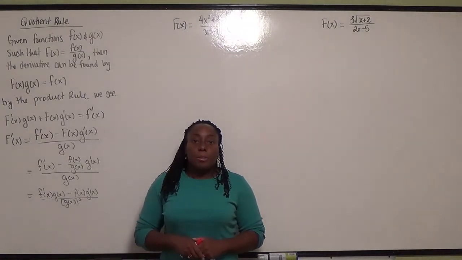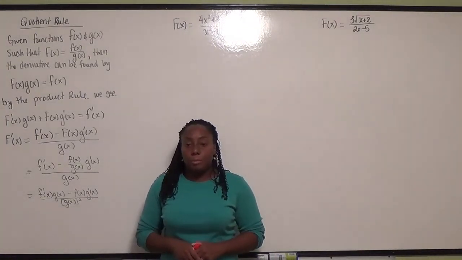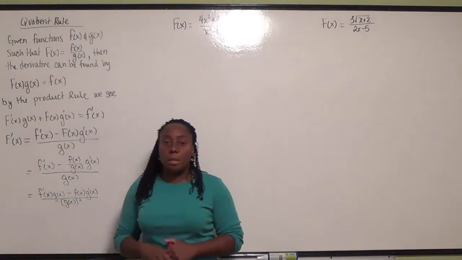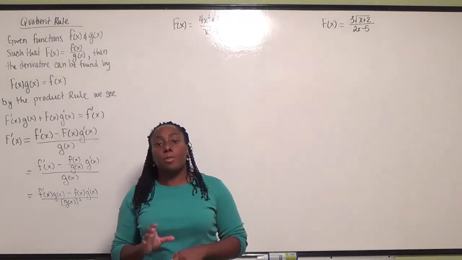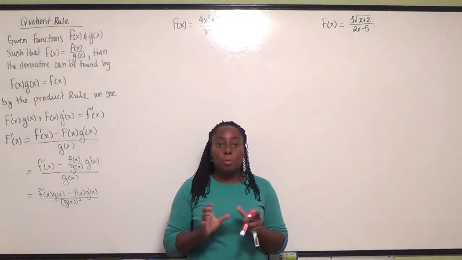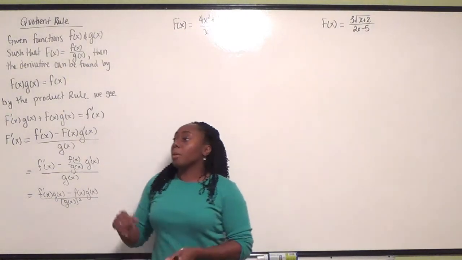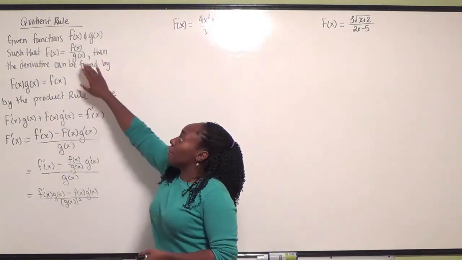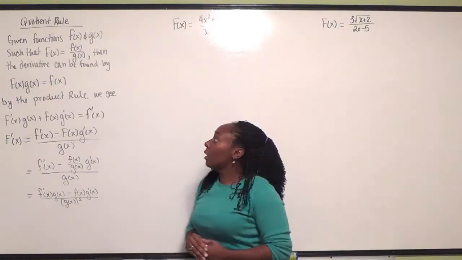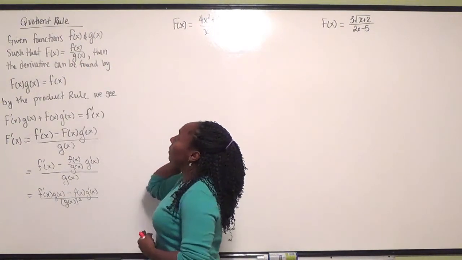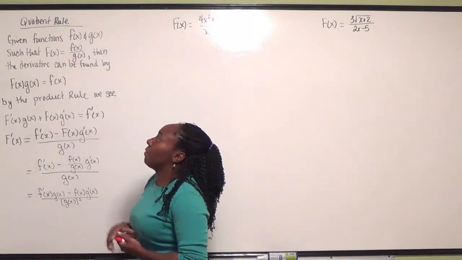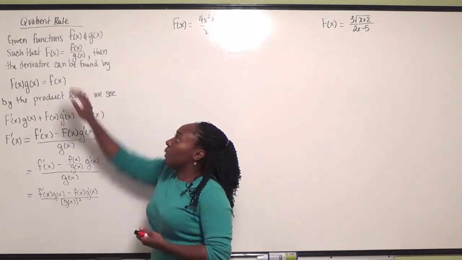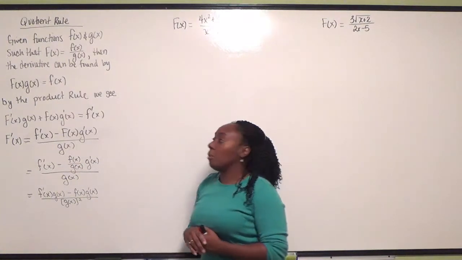In this section, we are going to look at the quotient rule. If you recall from last time, we talked about the product rule, which gave us a way of finding the derivative for two functions being multiplied together. Now we're going to do the same thing, except for functions that are divided. So let's take two functions, f and g, such that capital F is f divided by g. Then we can find the derivative by doing the following.